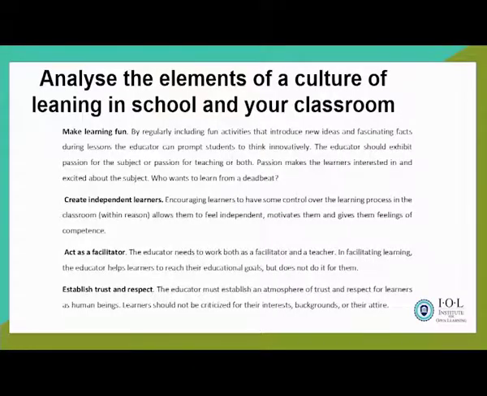Analyze the elements of culture of learning in a school, in your classroom. So when we are talking of culture, we are talking of ways. As a teacher, how can you ensure that your classroom is fun? How can you ensure that learners are enjoying the subject that you are teaching? In number one, we need to make learning fun.